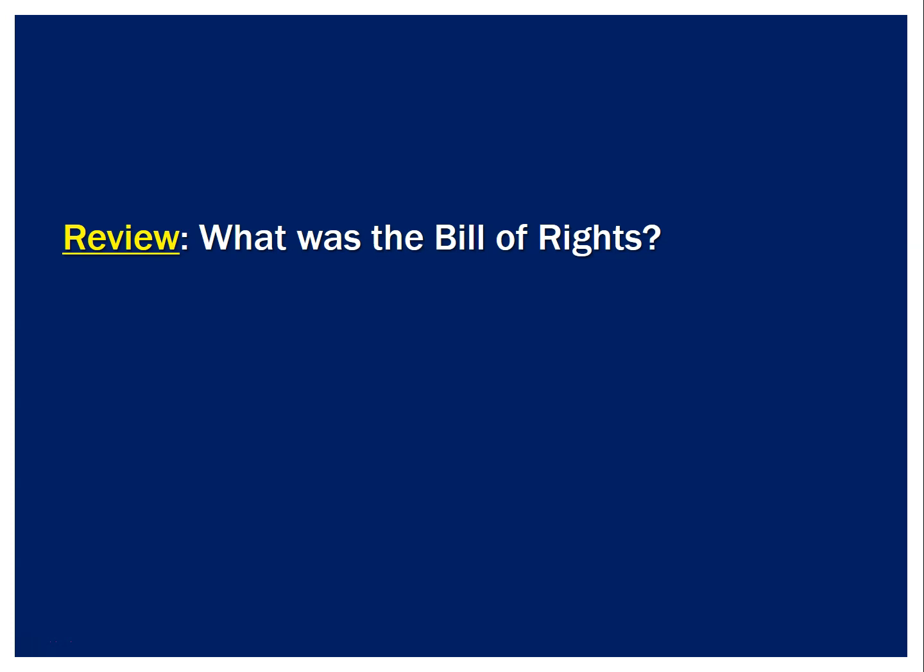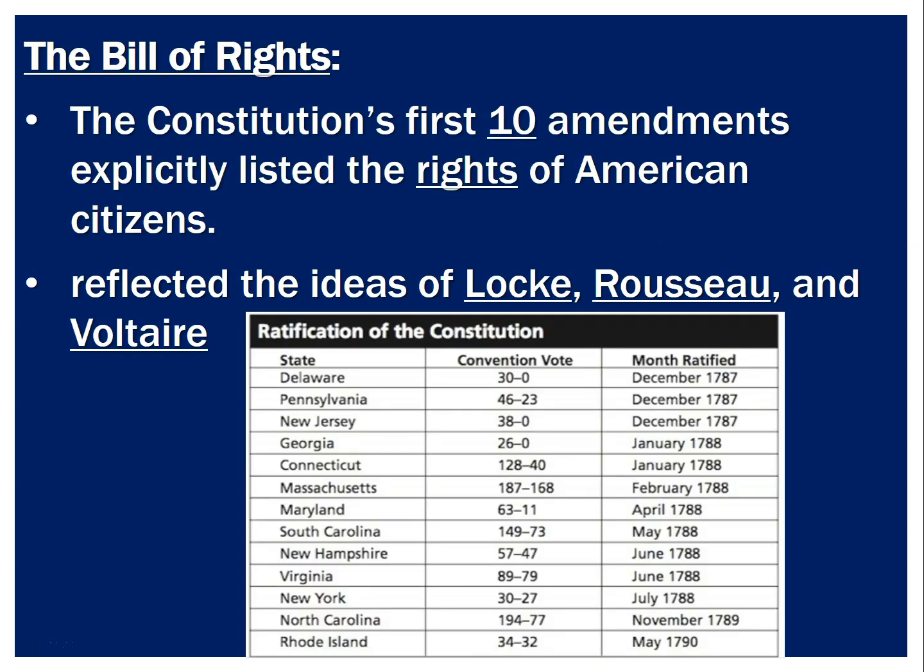All right, the Bill of Rights. Anybody know what the Bill of Rights even was? If you say the first 10 amendments of the Constitution, you're right. So the Constitution was amended almost immediately after being adopted with 10 specific amendments, 10 changes, in other words, and these were to explicitly list the rights you have as an American citizen. And you can see the ideas of John Locke, Jean-Jacques Rousseau, and Voltaire all throughout these amendments.